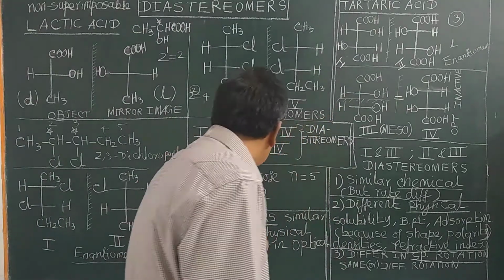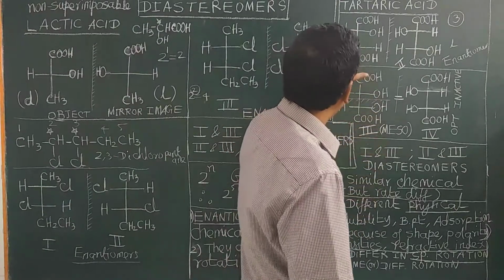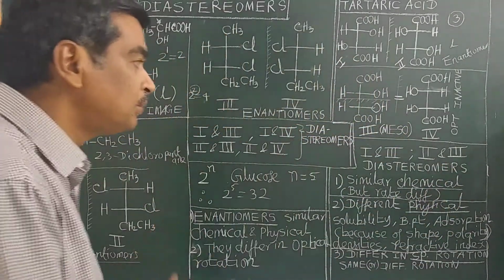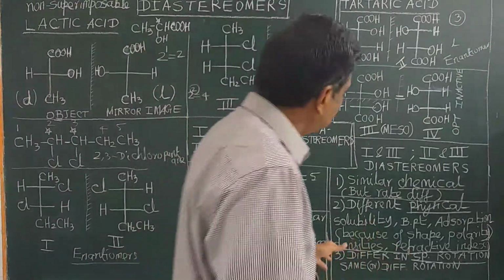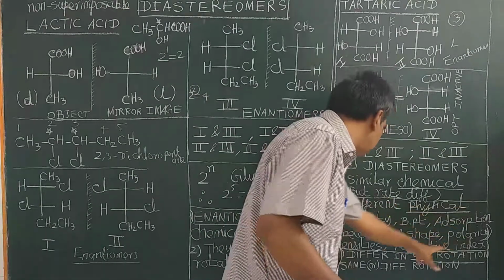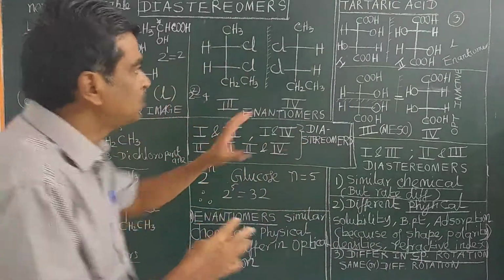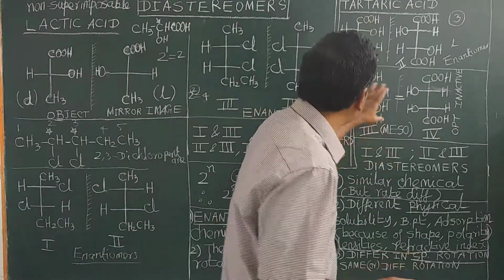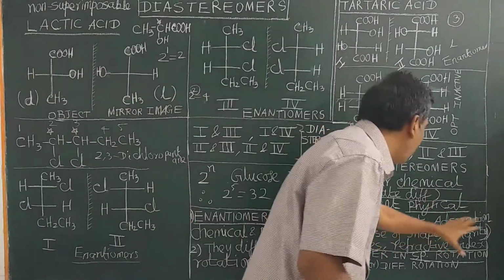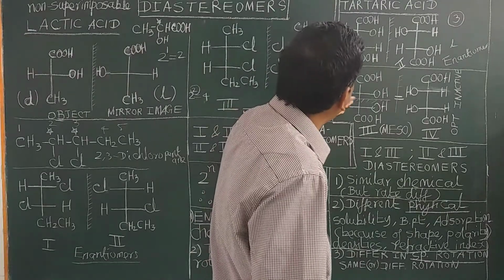Enantiomers have similar physical properties. But remember, 1 and 3 diastereomers have different physical properties. What are the physical properties? All the physical properties are different. For example, solubility, boiling point, absorption, densities, and refractive index, because of molecular shape. This will be a different shape and this will be a different shape because of these OH groups on the same side. Also polarity, they will have different polarity. This form will have a different polarity, and this form will have a different polarity.